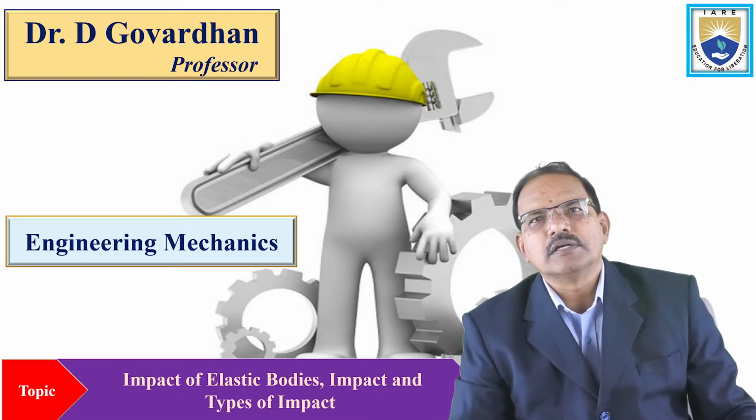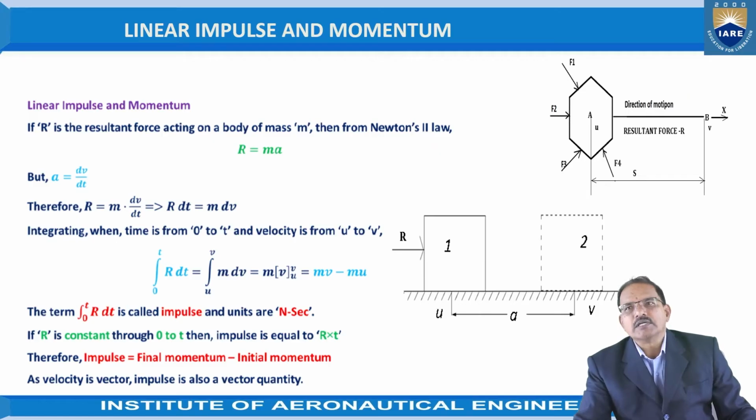Today the topic is impact of elastic body, impact and types of impact. Here we consider a body having weight W, moving with the initial velocity u, and F1, F2, F3 are the forces which are acting on it. Because of the resultant force acting on the body, after traveling a distance of s in time t seconds, it has attained a velocity of v now.